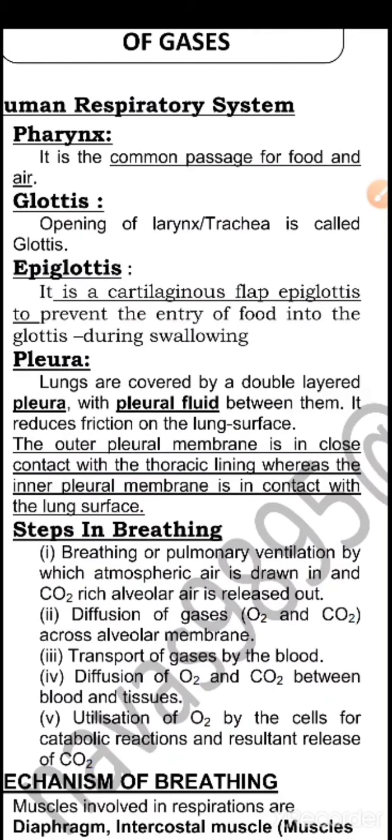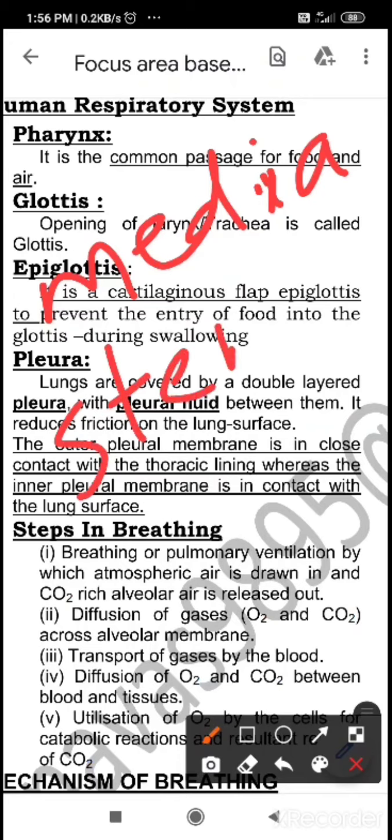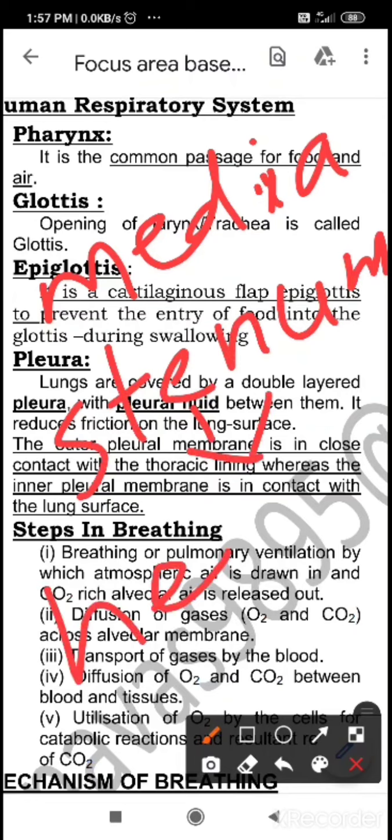Okay, and the space between the two lungs is known as the mediastinum. The space between the lungs is called the mediastinum, where the heart is located. The heart is found in the space between the two lungs, which is known as the mediastinum.